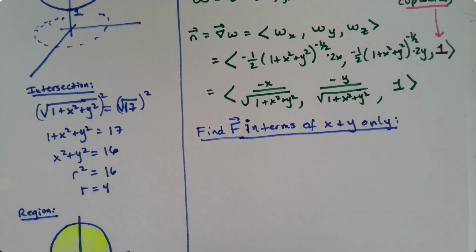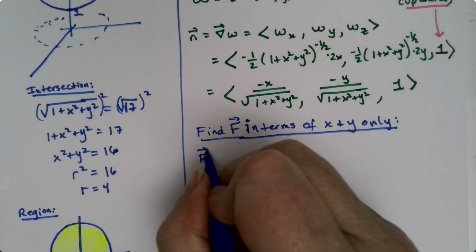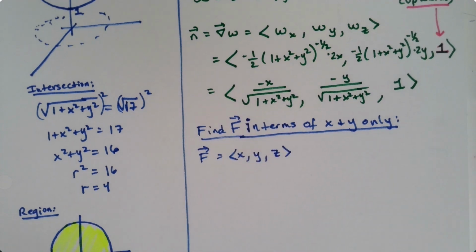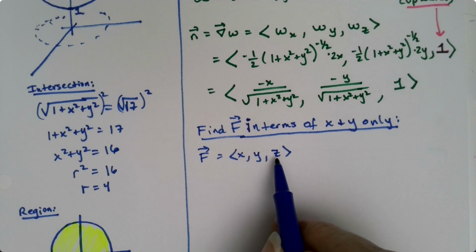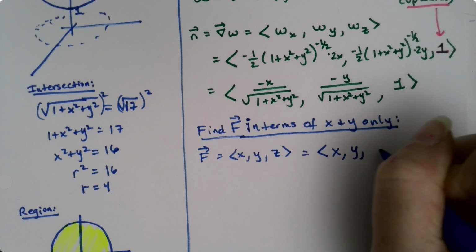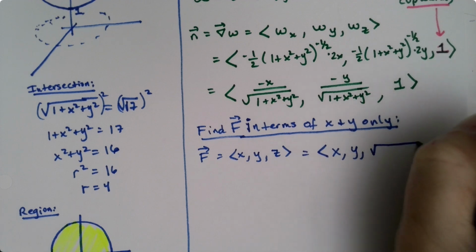If it was a triple integral, we'd have no problem. So the vector field was x, y, z. We can't use the z. So we have to write that as x, y, and then z was the square root of 1 plus x squared plus y squared.